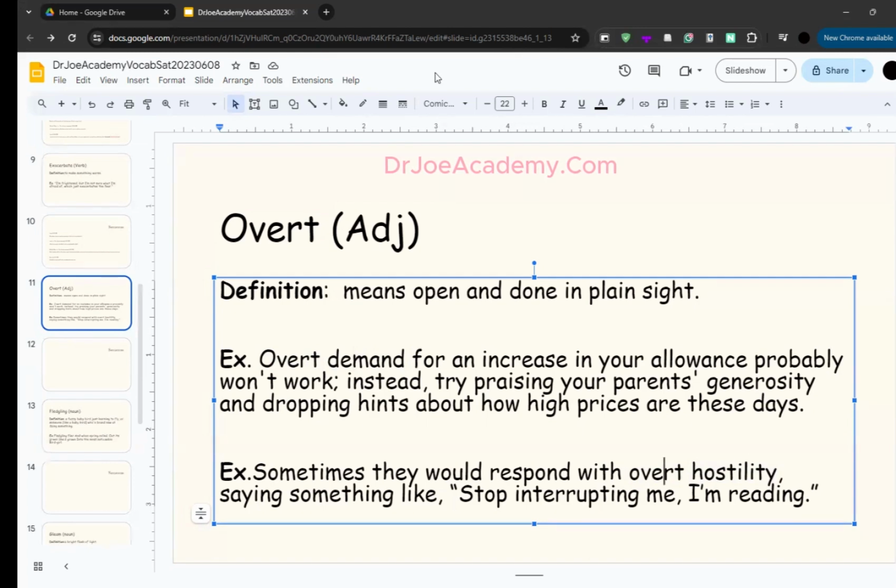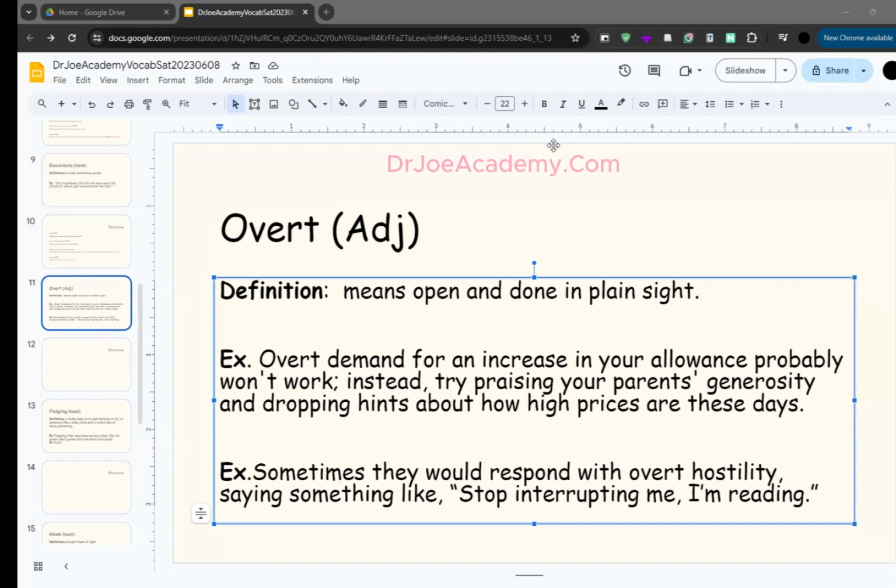So I'm going to give everyone a couple minutes now to write their sentences for this word. And once again, if you do need any help, you can always let me know, and I will be happy to help you.